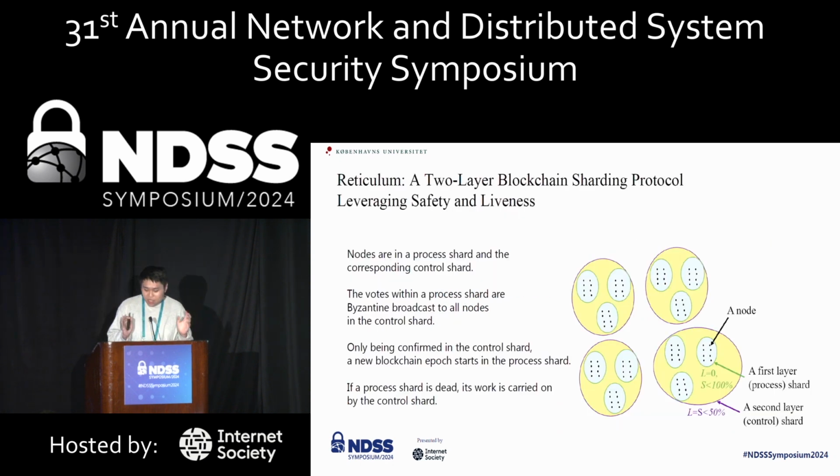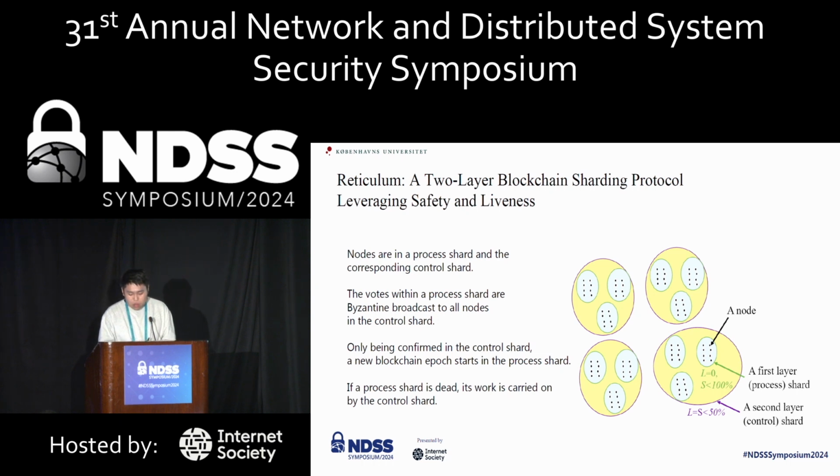So, introducing Reticulum, our innovative 2-layer blockchain sharding protocol that prioritizes both safety and liveness. Nodes participate in both a process shard and a corresponding control shard simultaneously. The process shard runs an error equals to 0% system, which means that in order to accept a block, all nodes of this process shard must vote for this block. And the control shard runs an error equals to S, but less than 50%, which is a normal synchronous communication shard, and it can reach consensus independently without having any equivocation problem.